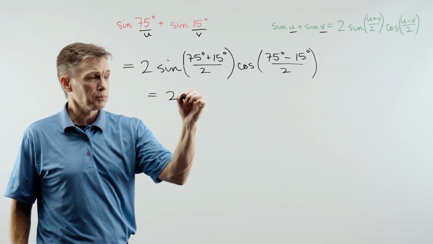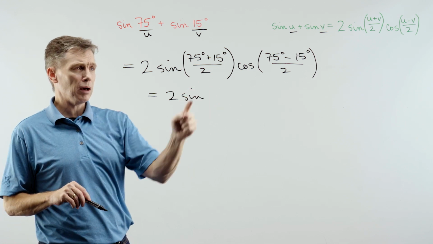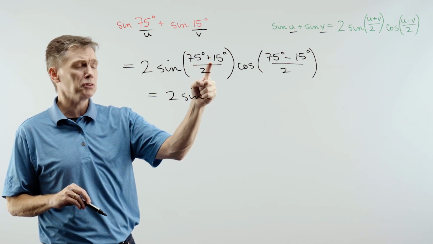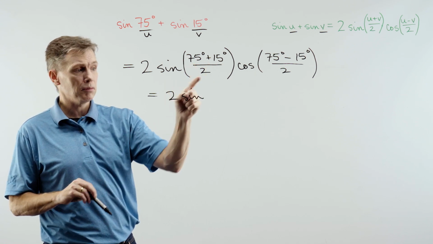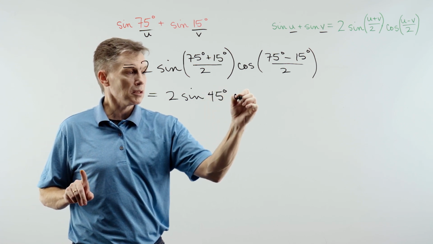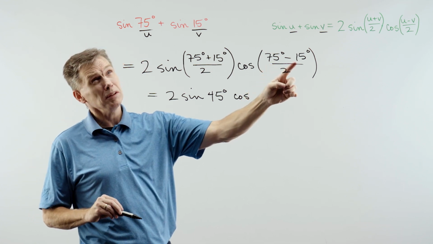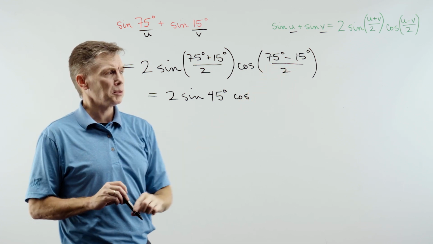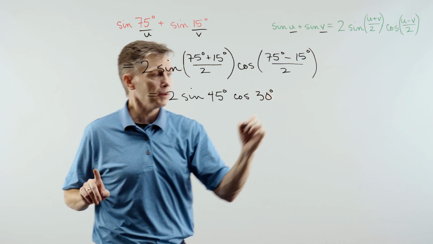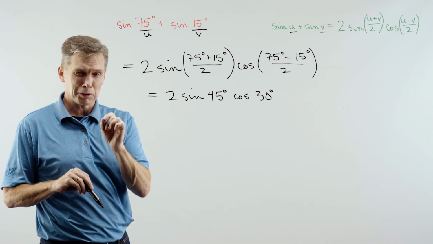So 2 times the sine, and some of the simplifying I was talking about is just even doing this arithmetic. 75 degrees plus 15 degrees is 90 degrees, but then divided by 2, and we get 45 degrees. Times the cosine, 75 degrees take away 15 degrees is 60 degrees, but divide by 2, and we get 30 degrees.